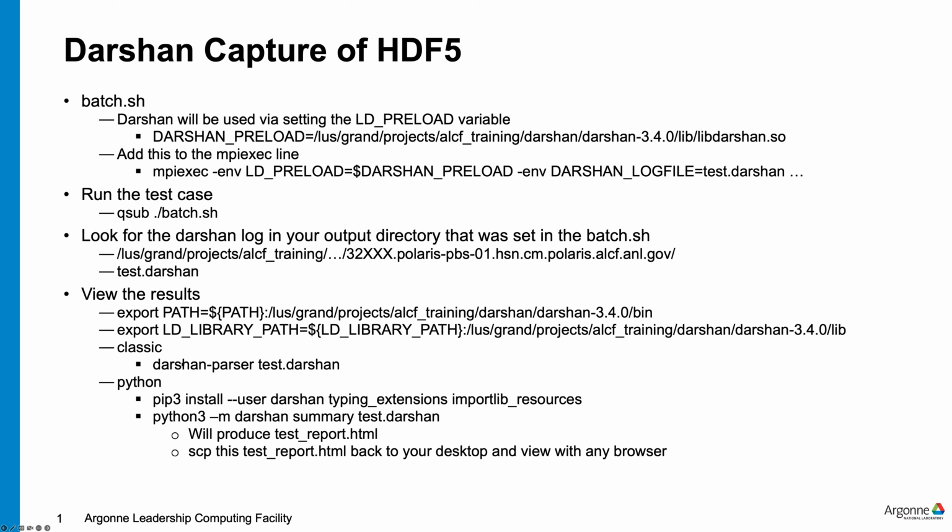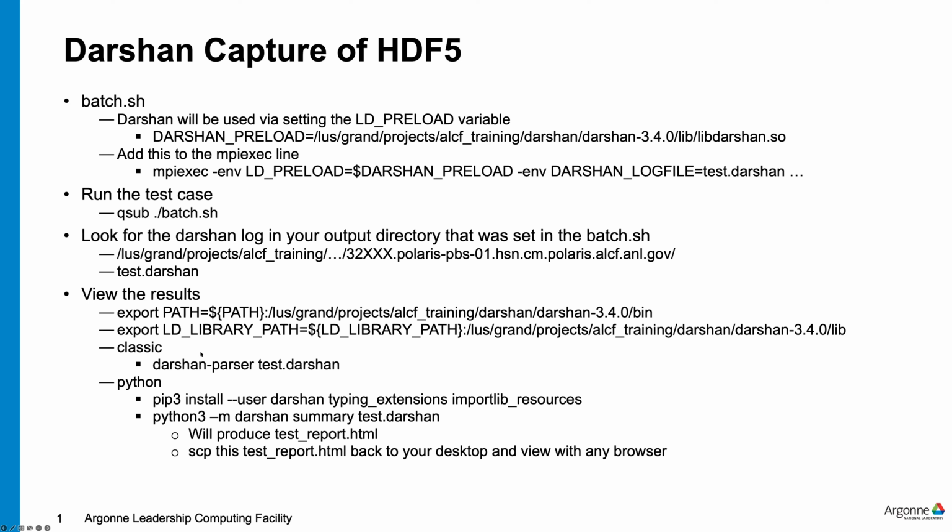The next method is to use Python summary. This is something new we've been working on, so it's a little bit rough around the edges, but you can install this yourself with this command, pip3 install --user, which says make the installs local to yourself. So put darshan and then these two other libraries, which are not included in our default installation, but are needed. Those three will be installed.